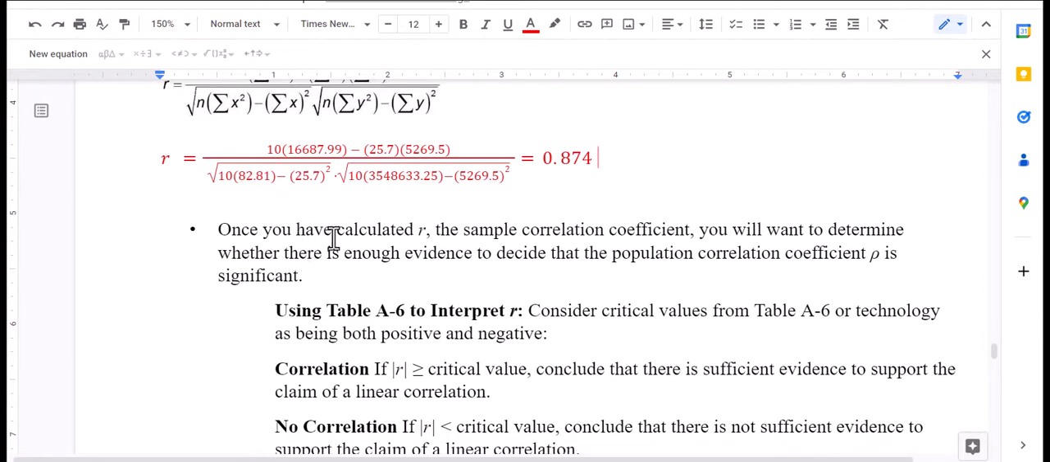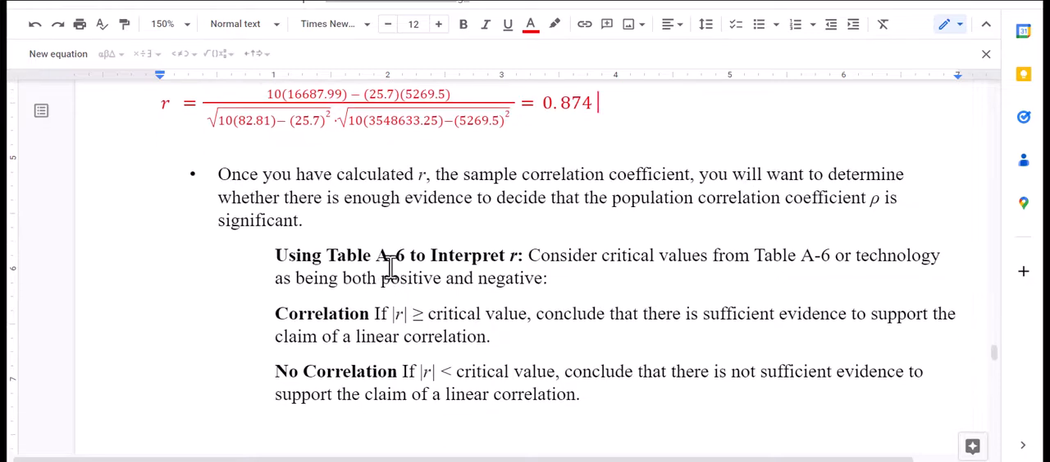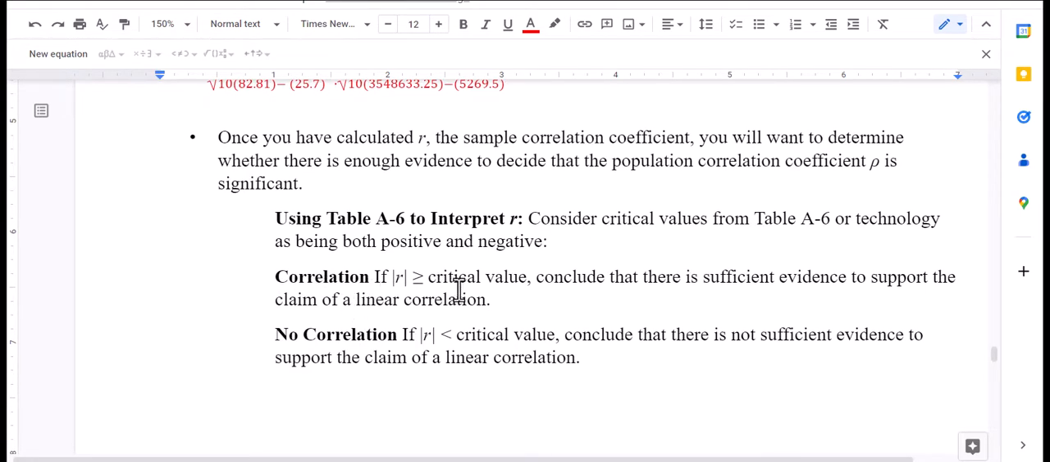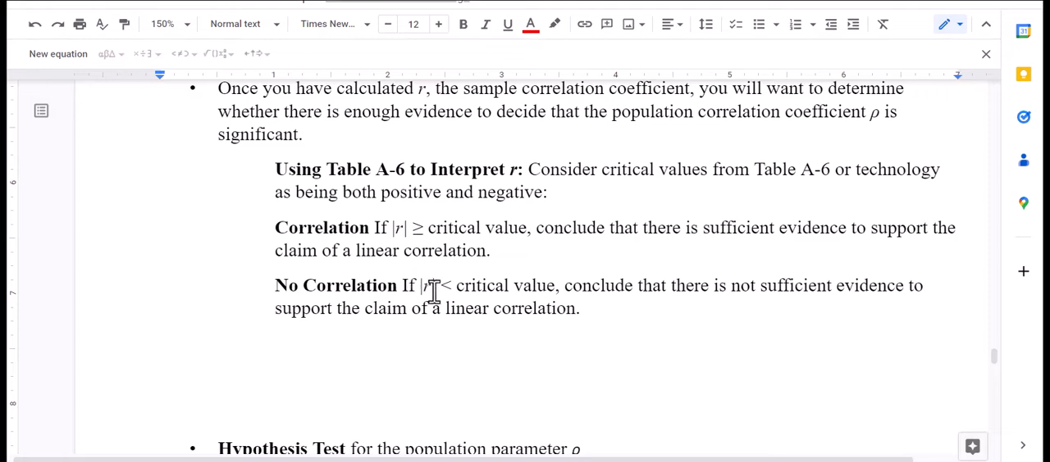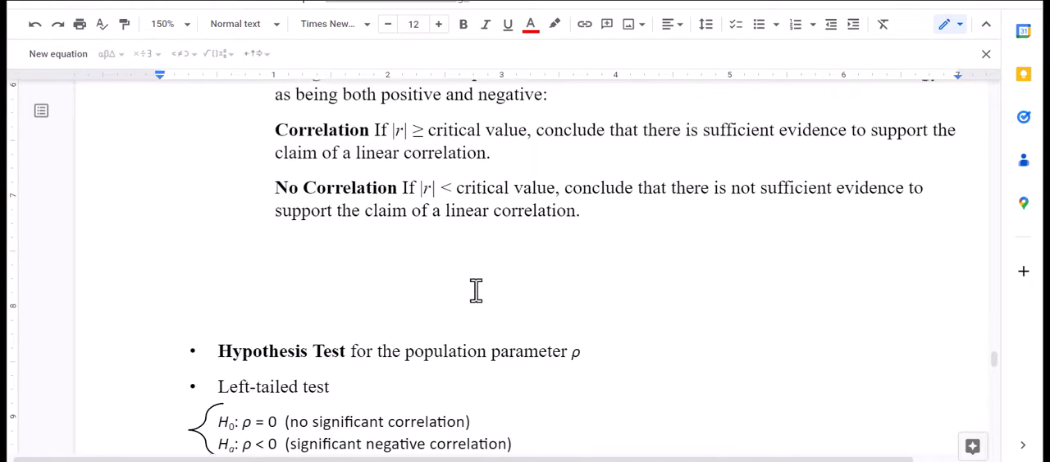And once you've calculated R, the sample correlation coefficient, you want to determine whether there's enough evidence to decide that the population correlation coefficient, which is denoted by the Greek letter rho, is significant. So how significant is this correlation? So we're going to use table A6 from our textbook to interpret this R. So we're going to find the critical value and then determine if, so there is a correlation if the absolute value of R is greater than the critical value. Then we conclude that there's significant evidence.